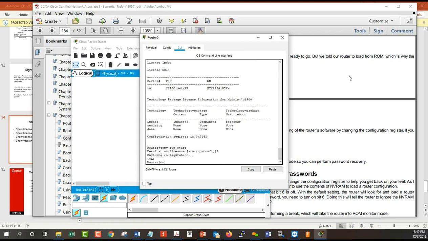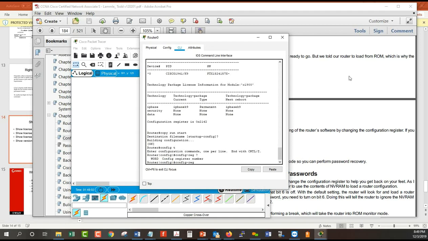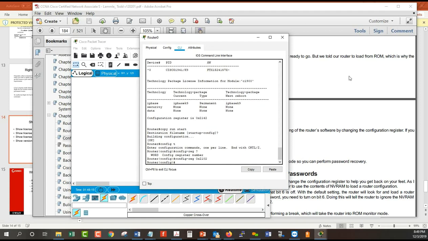and we'll just press enter on that, I'm going to go into my global configuration, okay, and we're going to put in config-register, and now it wants to know what value do you want. So we want 0x2102. We are now changing it back from 2142 to 2102. Press enter.